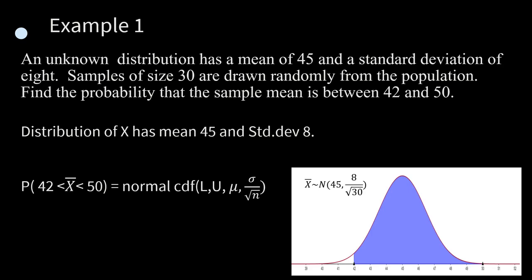Since we are interested in finding the probability between 42 and 50 for this x bar, we can make use of our graphing calculator normal CDF key, where we have the lower bound as 42, upper bound is 50, and the mean mu is 45. The standard deviation is 8 divided by square root of 30. So when we apply that, we get the answer as 0.9797. So that's the answer for this question.